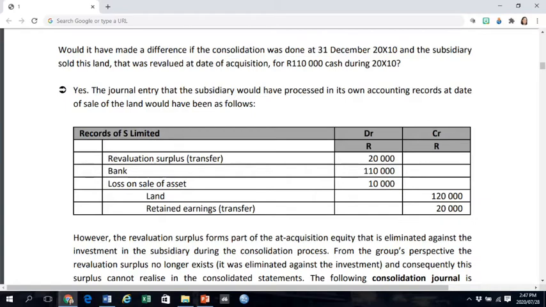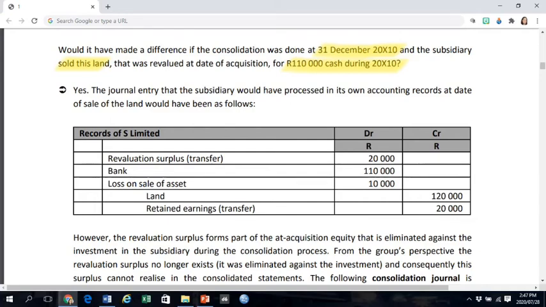Now we want to ask, would it have made a difference if my consolidation was done at 31 December 2010 and the subsidiary sold this land that was revalued at date of acquisition for 110,000 Rand cash during 2010? The answer is yes. The journal entry that the subsidiary would have processed in its own accounting records at date of sale of the land would have been as follows.